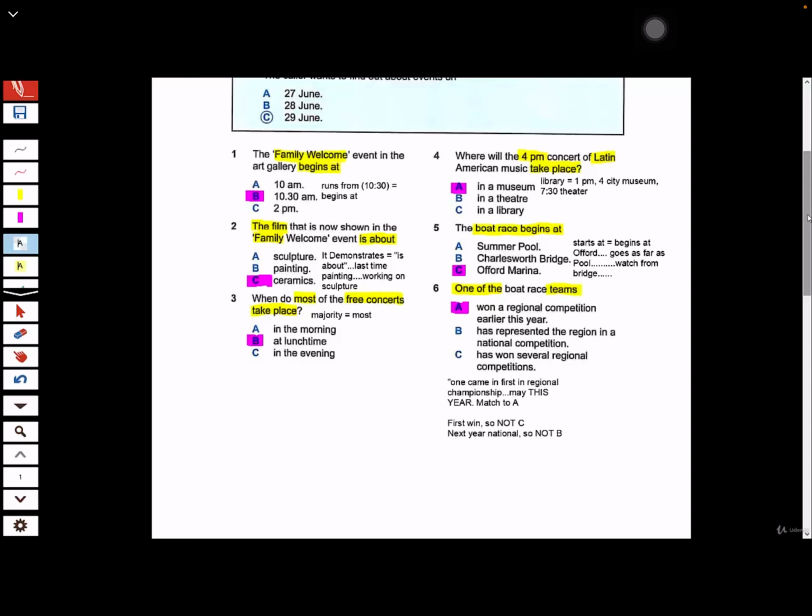The race starts at Offord Marina to the north of Burnham and goes as far as Summer Pool. The best place to watch it from is Charlesworth Bridge, though that does get rather crowded. And who's taking part? Well, local boat clubs, but the standard is very high. One of them came first in the West of England Regional Championship in May this year. It was the first time a team from Burnham has won. It means that next year they'll be representing the region in the National Championship.